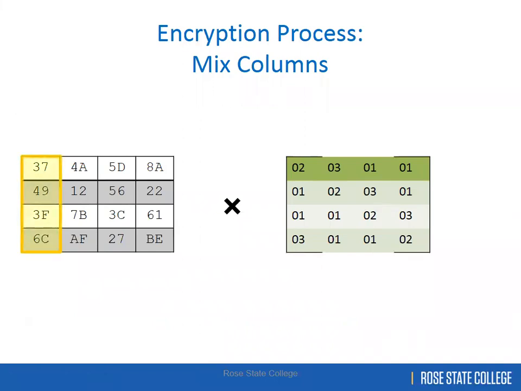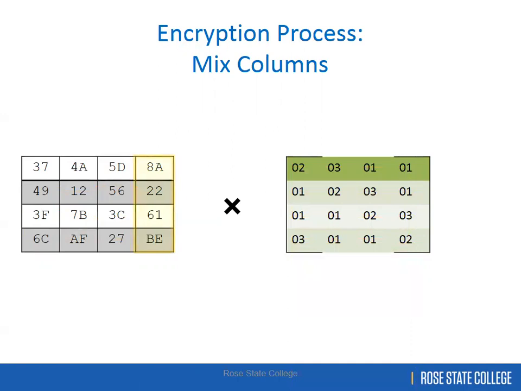You take the leftmost column, multiply it times the top row, and then the leftmost column times the second row, then the leftmost column times the third row, and the leftmost column times the fourth row. That gives you 4 values. Then we do the second column times the top row, second column times the second row, second column times third row, second column times the fourth row, and so on and so forth.